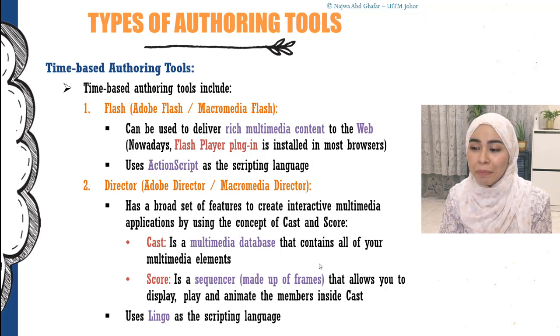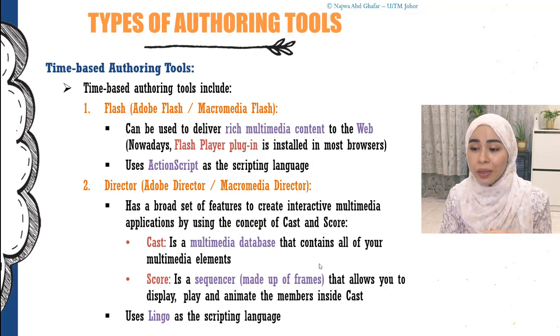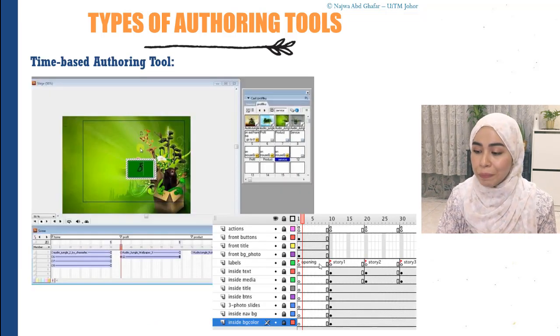And in Director, Score is a sequencer made up of frames that allows you to display, play, and animate the members inside Cast. Inside Flash, we don't call it Score, we call it Timeline. The concept is the same except they use different terms for it. Inside Director, instead of using ActionScript as a scripting language, it uses Lingo. Again, different term, but the concept is still the same.